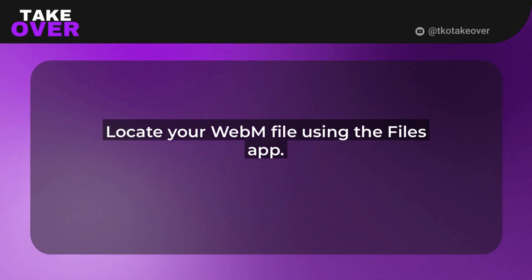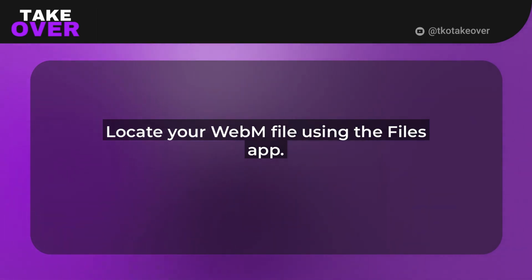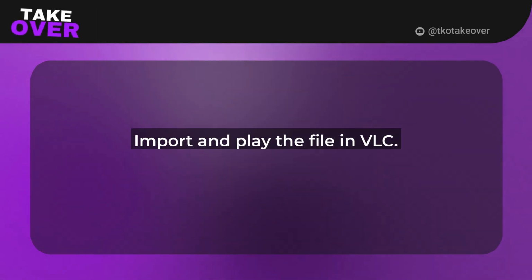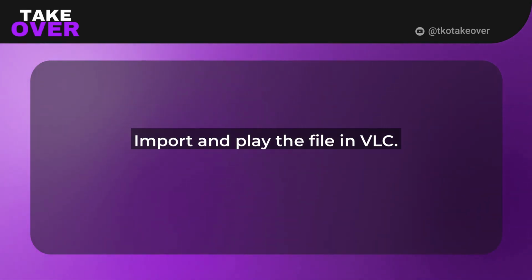Next, locate your WebM file. You can do this through the Files app on your iPhone. Simply navigate to where your file is stored, whether it's in iCloud, Google Drive, or your local storage. Tap on the file and select Open With, or share it directly to VLC. If you're having trouble, make sure the file isn't corrupted and that you're on the latest iOS update, as Apple might have improved compatibility by 2025.